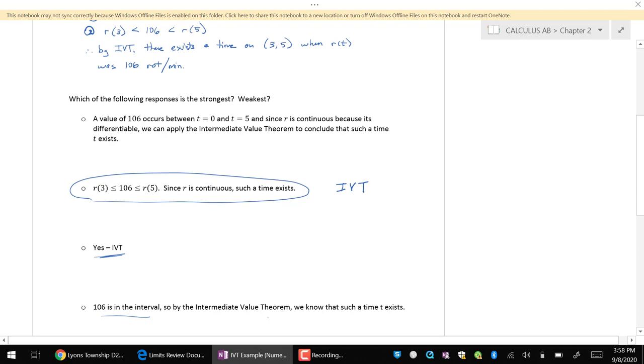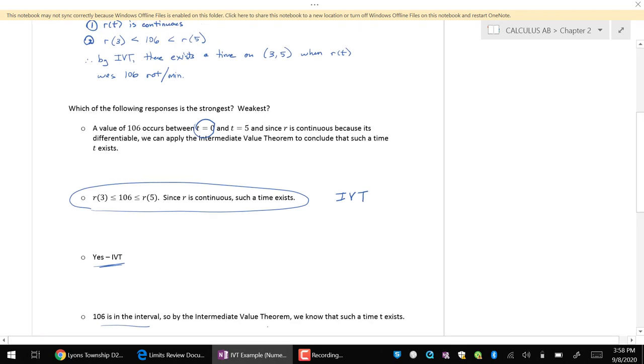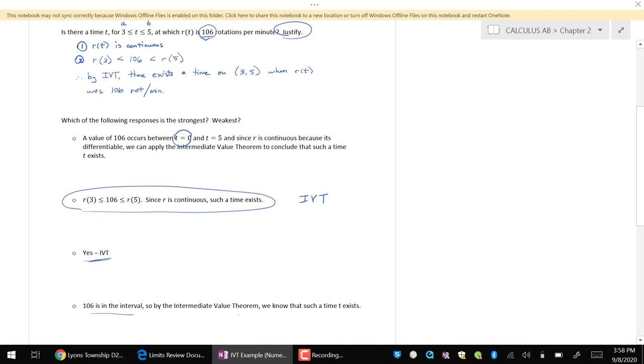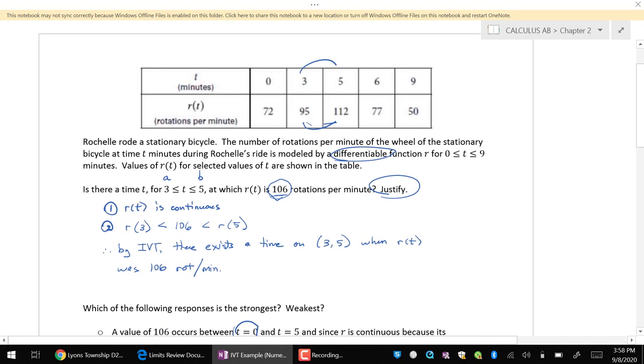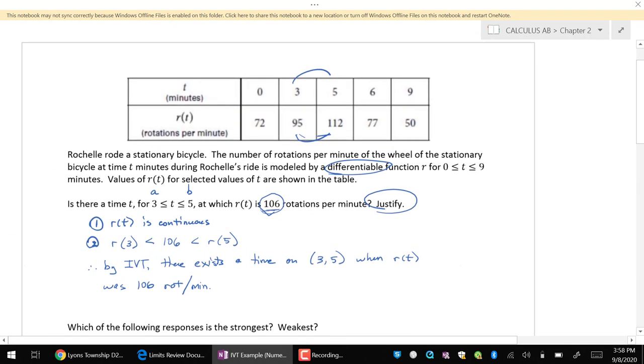And in the first one here, it says 106 occurs between 0 and 5, but we're looking between 3 and 5, so be careful that you look for the right endpoints. We have continuity and betweenness and IVT, so we can kind of see how these answers might be strong and weak as we move forward. That's how the intermediate value theorem works, and this is essentially how you might see it on a test question or on an AP exam free response question.